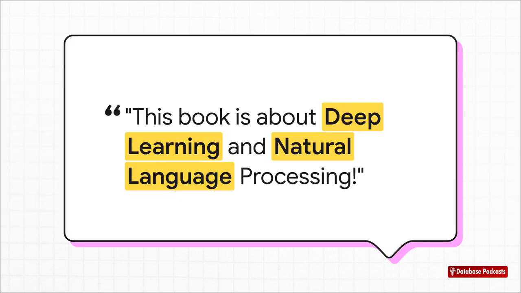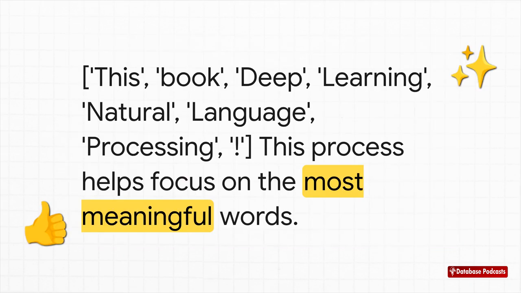Let's see this in action. Here's a sample sentence we might be working with. Just notice, it's got punctuation and it has a few of those common words we talked about, like is, about, and and. And here's what you're left with after just a couple of those steps. See that? The words is and about are gone. This super simple process helps us focus only on the words that carry the most meaning: book, deep learning, and natural language processing. It's a fundamental step in pretty much any kind of text analysis.